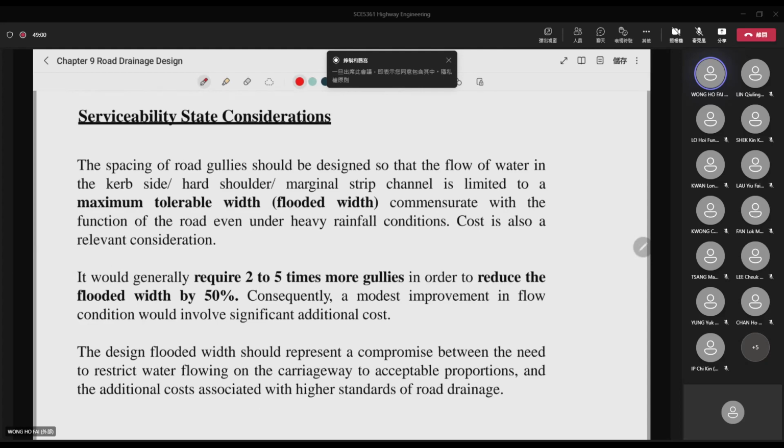Like stated in the guidance notes, it requires 2 to 5 times more gullies in order to reduce the flooded width by 50%. So if you want the flooded width to be very, very narrow, then you need to have 2 to 5 times more gullies in order to reduce half of the flooded width. So as I mentioned, it is a compromise between the need and the additional cost to be built on the drainage.